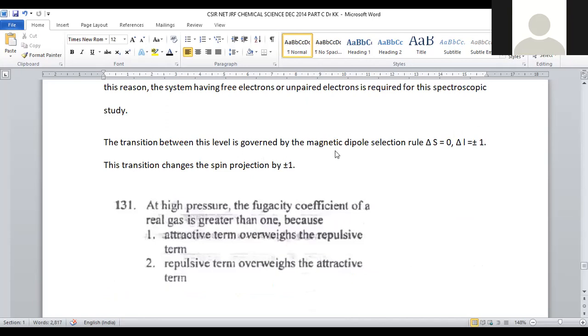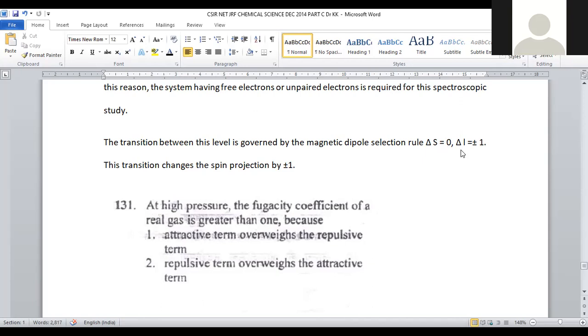So the transition between these levels is governed by the magnetic dipole moment, that is given by delta S is equal to 0. Means spin retention is required. Whenever any molecule is excited in ESR spectroscopy, if in the ground state it is with clockwise rotation spin, after the excitation also that should be in clockwise rotation. Spin variation is not required. So delta S is nothing but the transition from lower energy level to higher energy level. The spin value should not be varied. Initially if it is plus half, after the excitation also plus half. Initially minus half, that should be minus half in the excited state also. Spin inversion is not at all allowed.